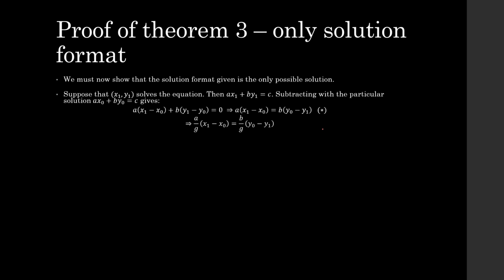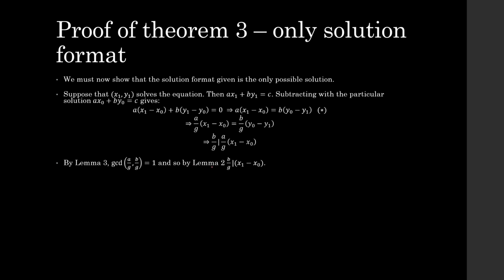So I can divide by the GCD of a and b. We know we can do that division because it divides a and it divides b. So I'm just going to do that. So that means that b over g divides a over g times x1 minus x0, because this here is just some number, and by definition of proper divisibility, we can write this as this relation. So by lemma 3, which you remember said that if the GCD of a and b is equal to g, then the GCD of a over g and b over g is equal to 1. So the GCD of a over g and b over g is equal to 1 by lemma 3.